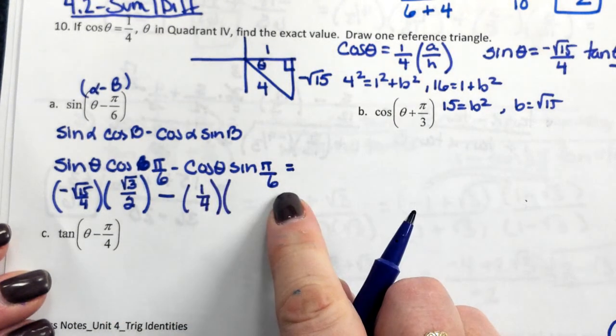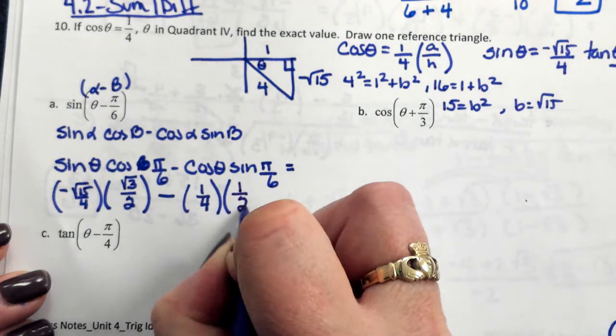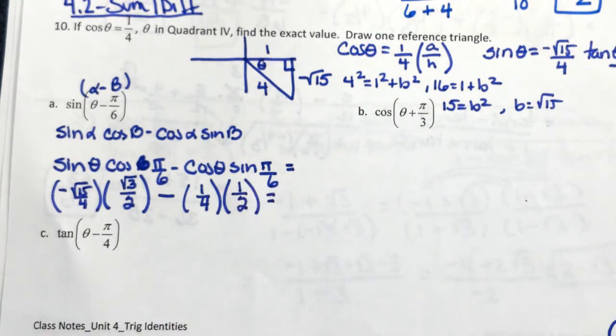Times the sine of pi over 6. That's going to be your 1/2. So this is where I said it's the collision of both types of problems, the unit circle and triangle problem in the same one. Any questions on that?